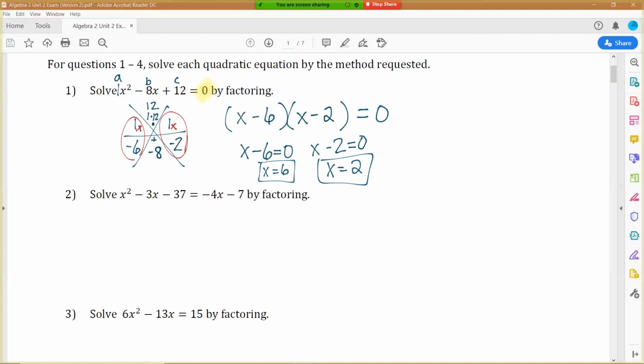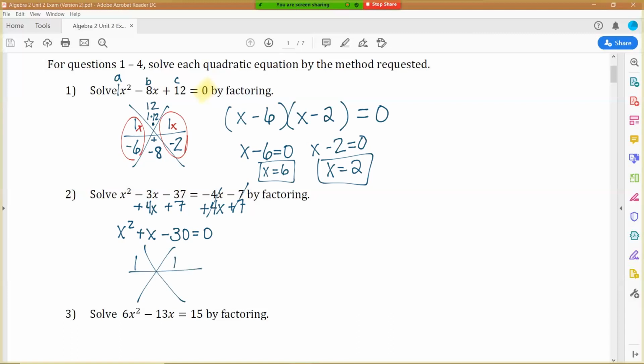Looking at question 2, the first thing you must do for question number 2 is get 0 on one side. We want to move everything from the right side to the left side. So we're going to add 4x and add 7. So there's my new equation. This new equation has 0 on one side, so I can go ahead and put it into my asterisks.